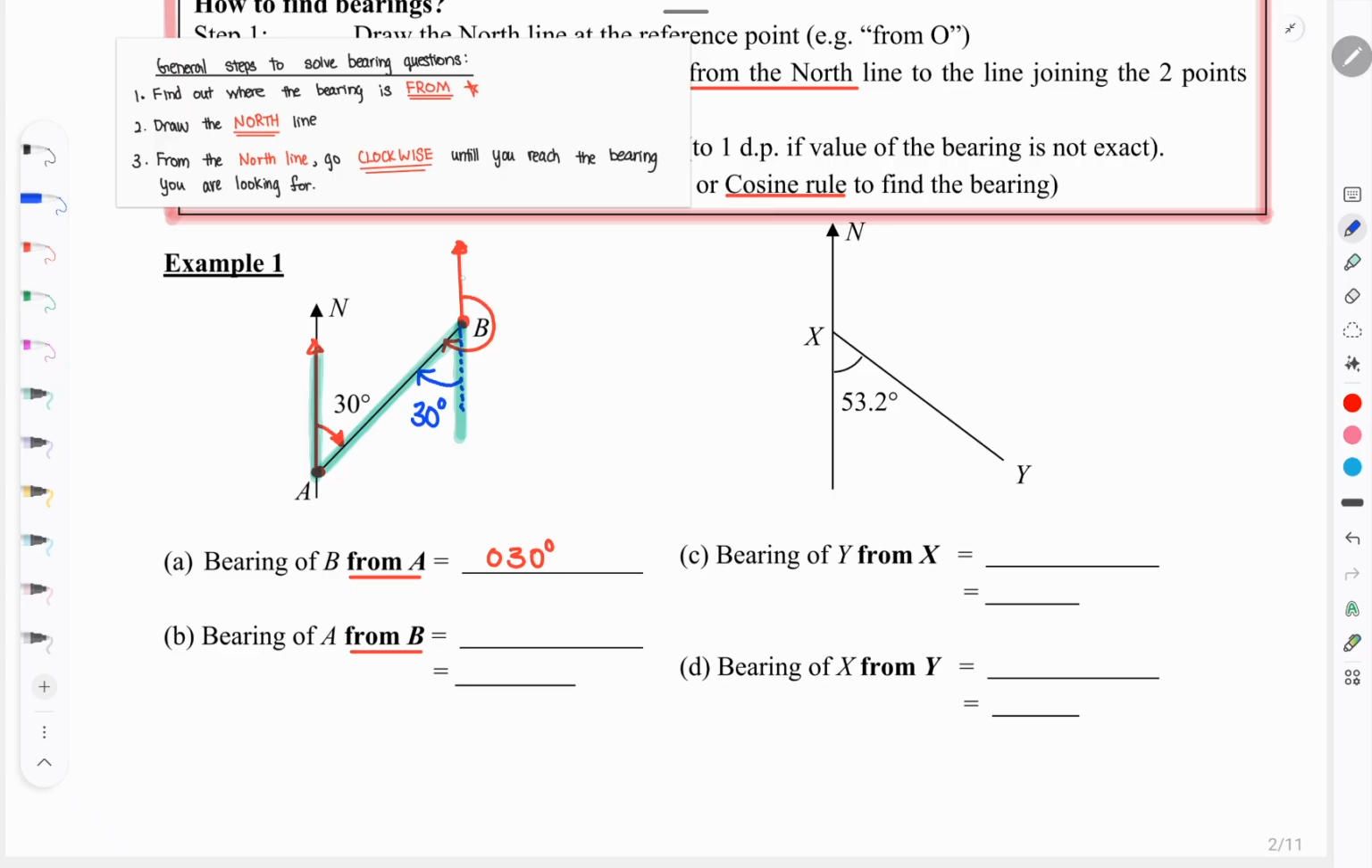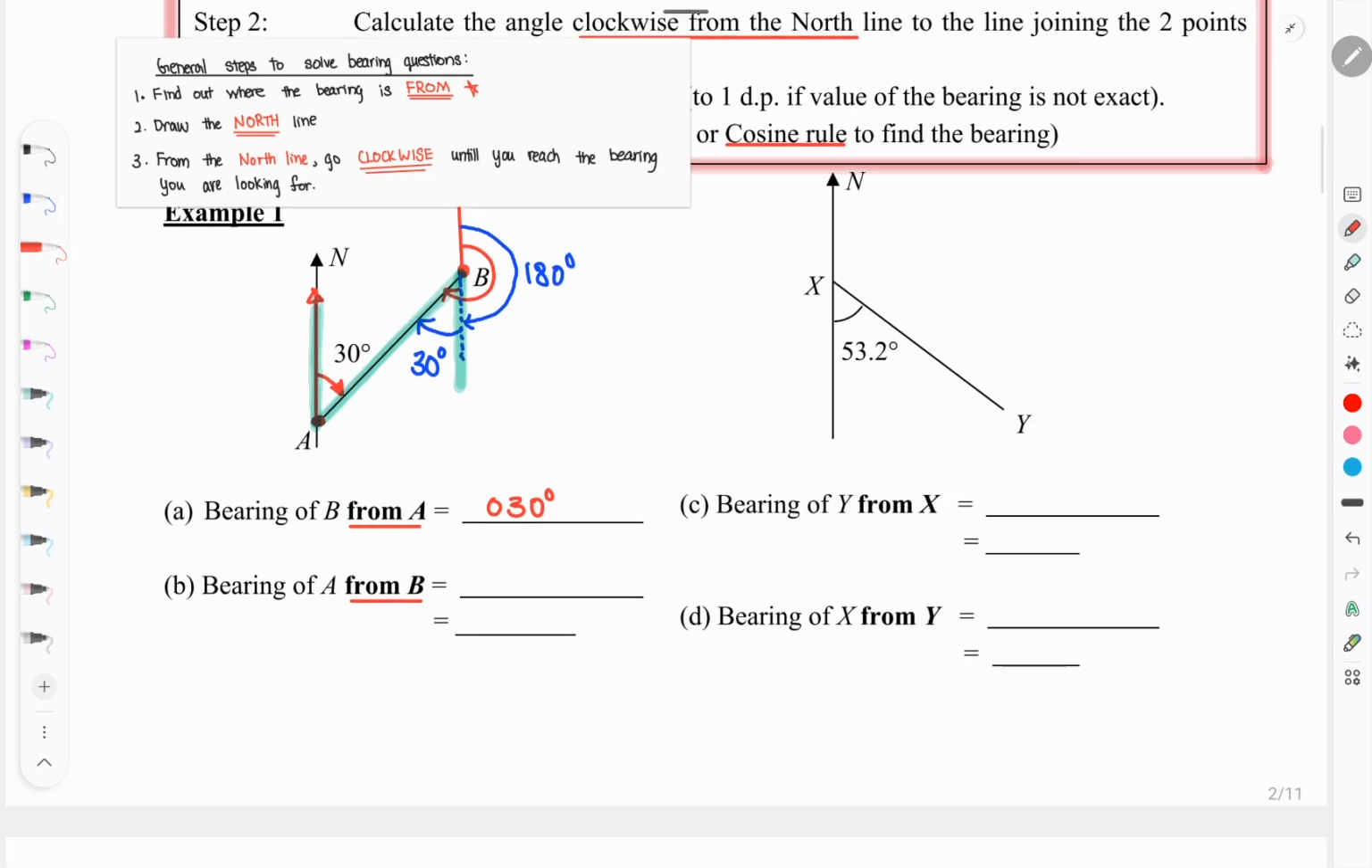Okay, and then from my north to this vertical line is actually just 180 degree. So now it becomes a lot easier. I can just have 180 degree plus my 30 degree, and this will give me 210 degree.